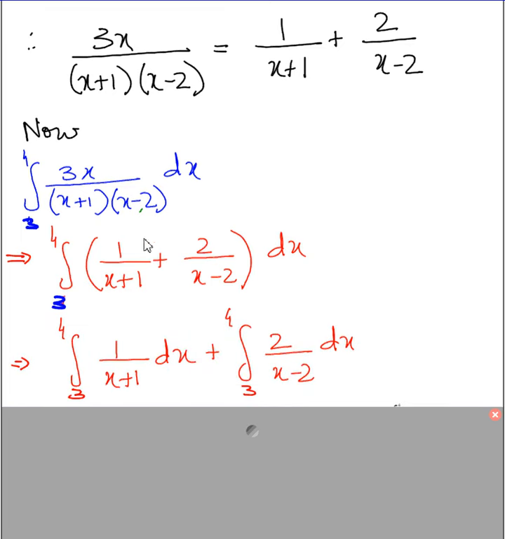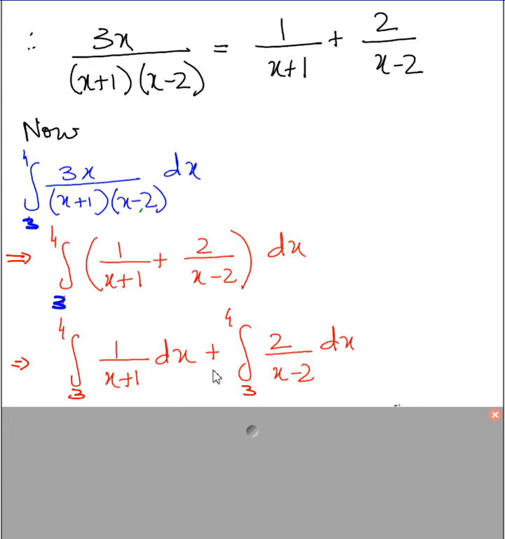Now, there are two terms. I'm considering them as separate terms, so I'm integrating them separately. You can do it in one go. Because I wanted to explain, I am trying to make it easy. If you are in practice, you can directly do it.